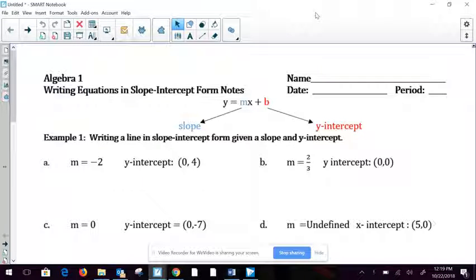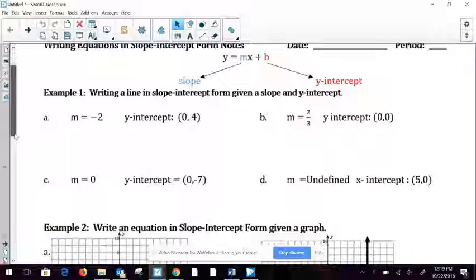Hi everybody, welcome back. Today we're going to be writing equations given a slope and y-intercept and given the graph. So let's go ahead and get started right away.